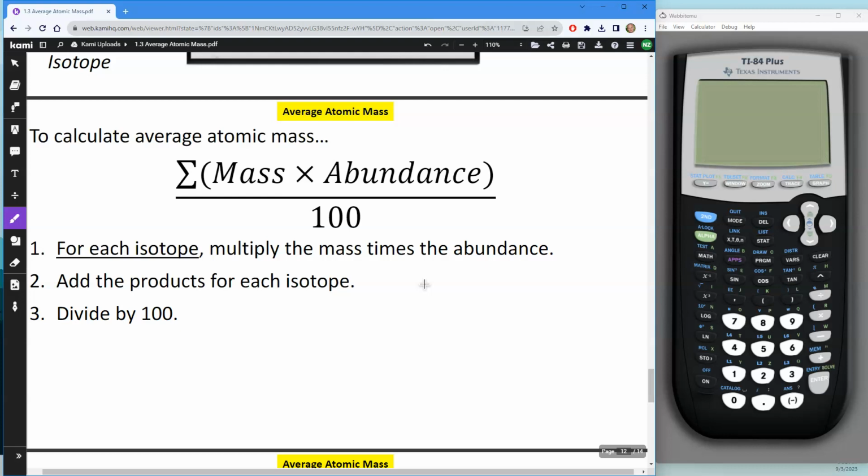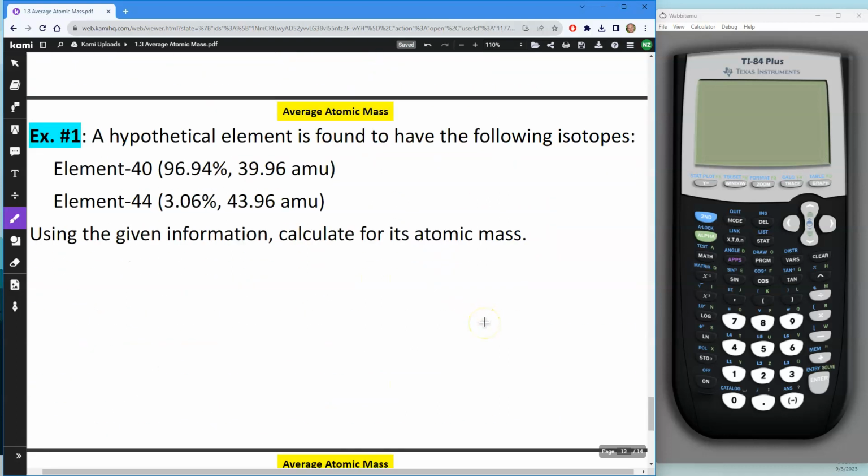Okay, now we got the fancy E symbol in here, which may scare a couple of you that aren't really into math. So this just means the sum of. What we're going to do for every isotope, we're going to multiply its mass times its abundance, and we're going to add all those values up. And then when we're all done, we're going to divide by 100. So let me show you how this works.